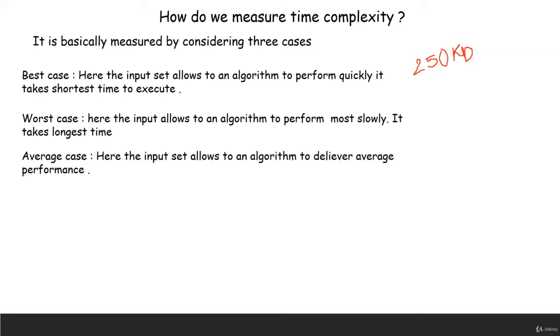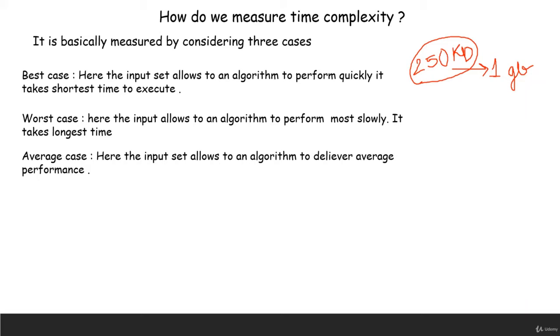Because 250 KB size was compatible with 1 GB of data. It was easy to receive it and it was also quick to perform. Am I correct? That is called the best case.